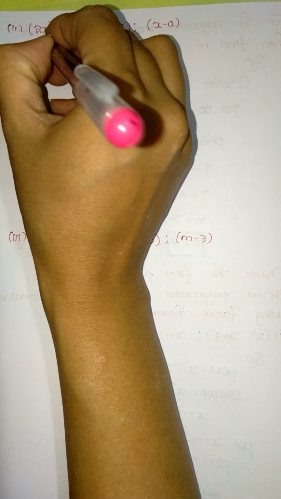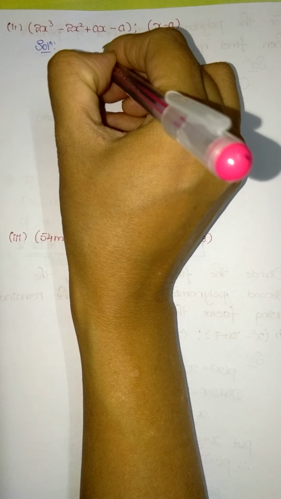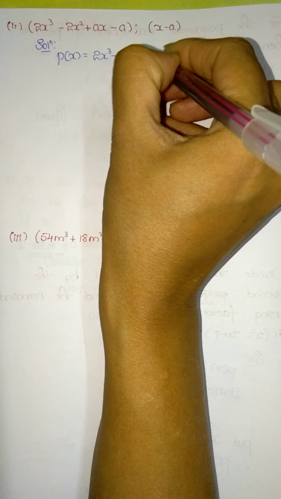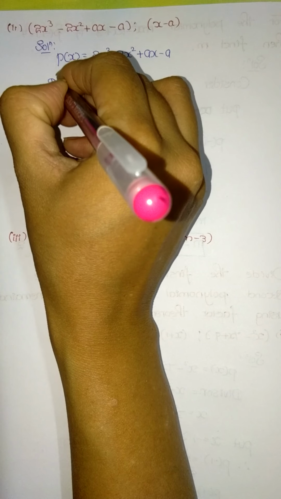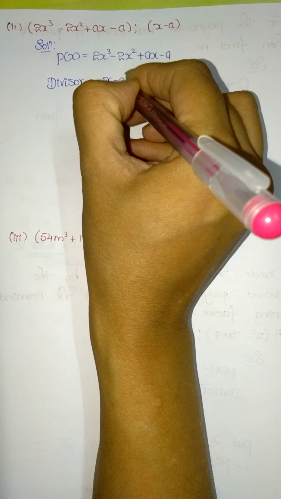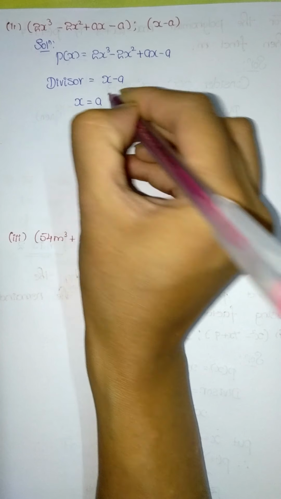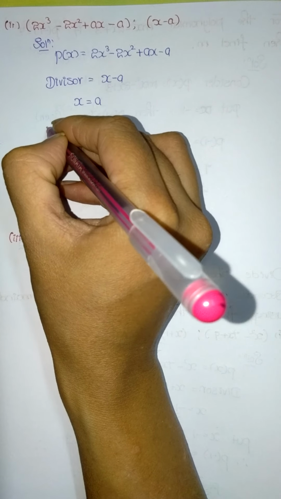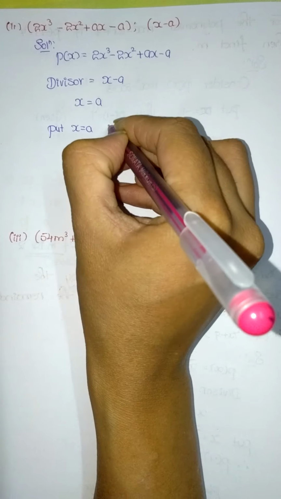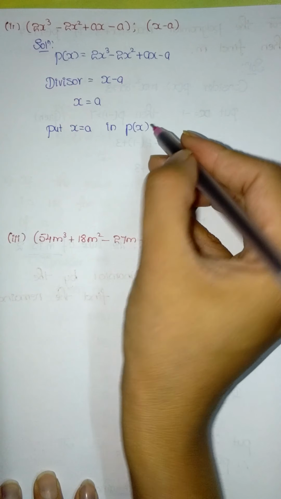So here, solution: p of x equal to 2x cube minus 2x square plus ax minus a, and the divisor equal to x minus a. So take this minus a to this side, so x equal to plus a. So here we have to put x equal to a in p of x. So in the p of x, wherever x is there, we have to put the value of a.